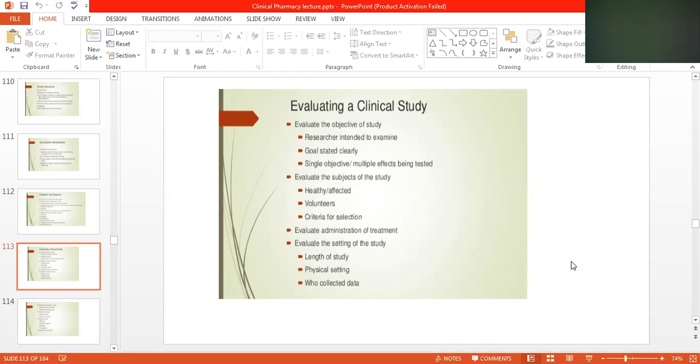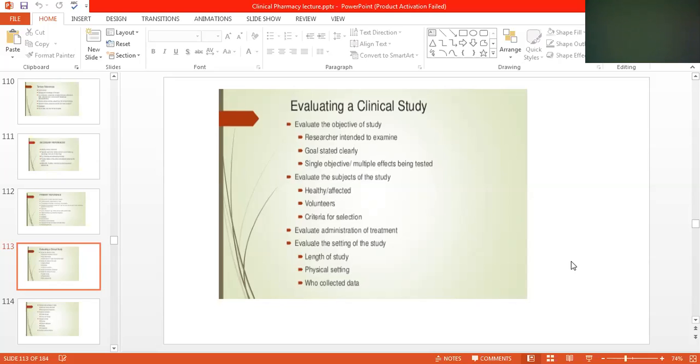So we take healthy individuals in phase 1, and affected patients in phase 2 and 3. Criteria for selection means the whole screening of the patient or healthy individual will take place. About 80 different tests are conducted in the lab.